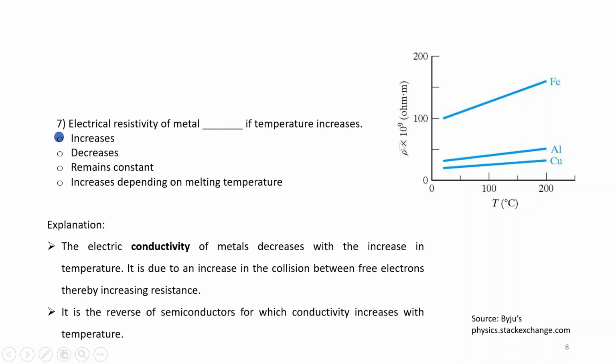Okay, you can remember this particular graph. As you keep on increasing the temperature, resistivity will increase for metals, while for semiconductors it will be the opposite. So for semiconductors it will decrease. The electric conductivity of metals decreases with an increase in temperature. It is due to an increase in the collision between free electrons, thereby increasing resistance. It is the reverse for semiconductors, for which conductivity increases with temperature.